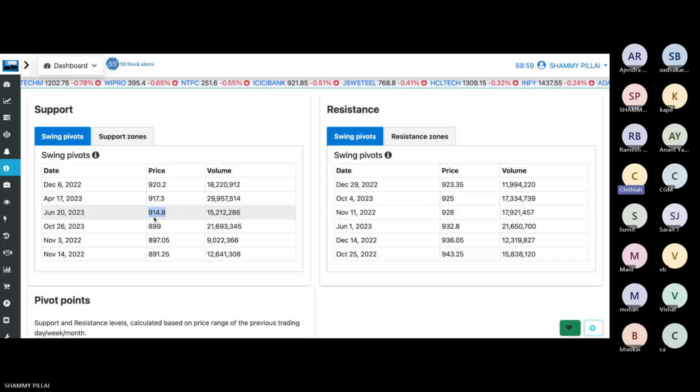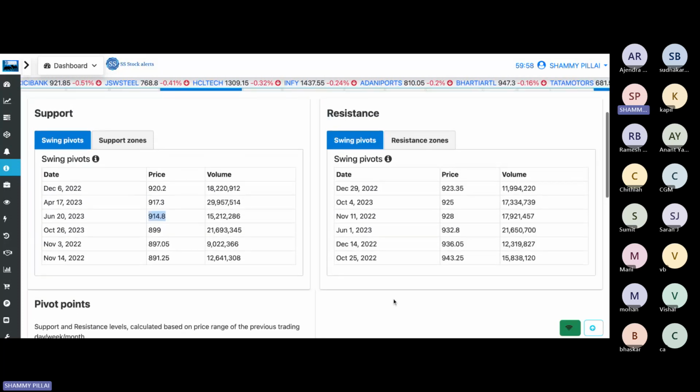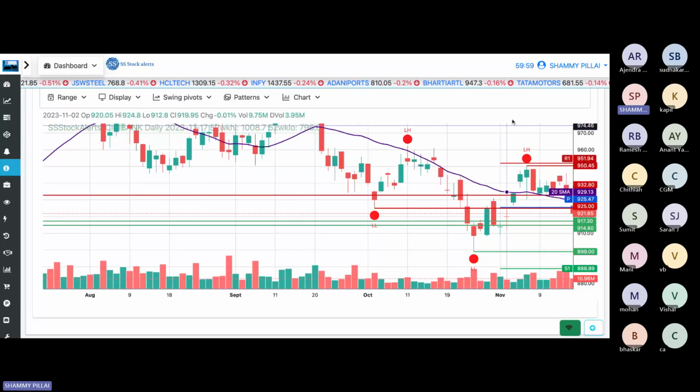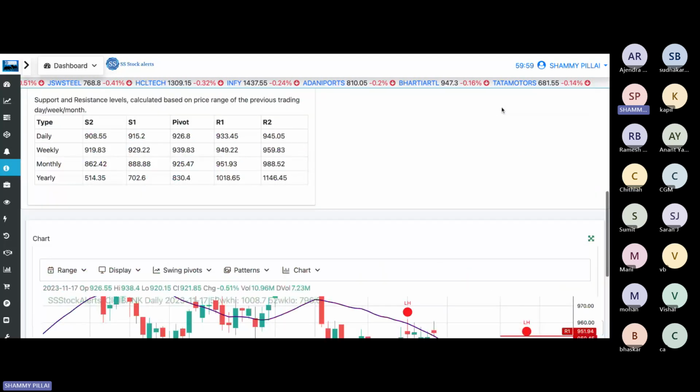So the 900 you have chosen based on the highest volume, sir? The highest volume is 899. And moreover, you can see this is 510 rupees low for a big stock. 510 rupees doesn't matter. 891, 897, 899. Basically, this is the final support that you can see over here. And moreover, you can see the same thing in the pivot.